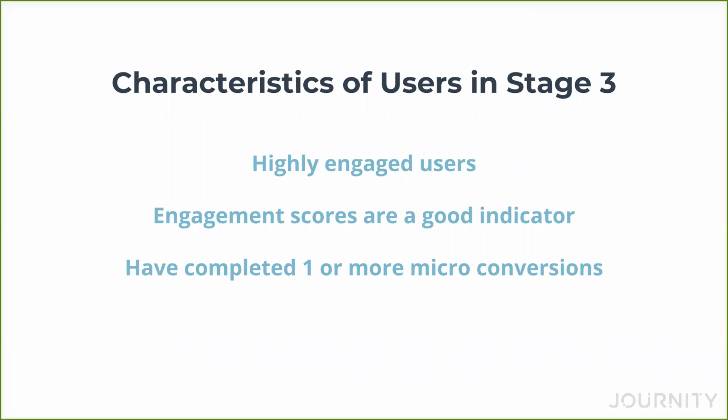But the characteristics of users in this stage are they're highly engaged users. So they've been inspired in stage 1. They've been educated in stage 2. Now they're really engaged with your brand. They made those micro conversions. And Journey offers engagement scores, so you can actually see how engaged they are with your website and your content. And then you should also have these segments about what conversions they've completed, whether they've signed up for your email list, or they've signed your petition, they've signed your manifesto, that type of thing. You'll be able to know how to reach out to them.